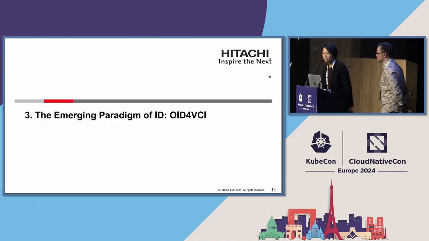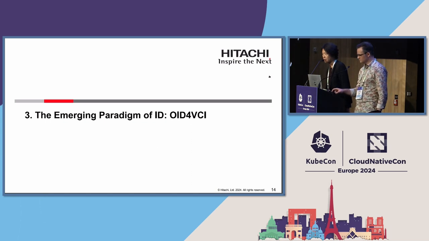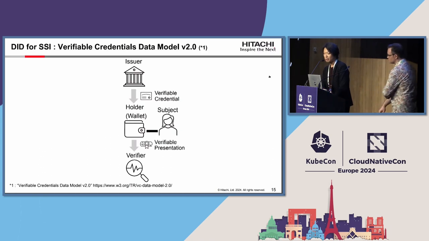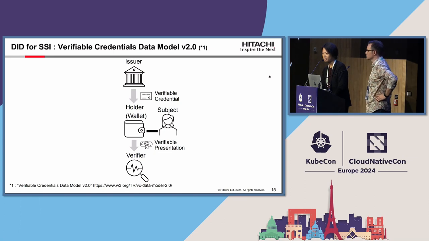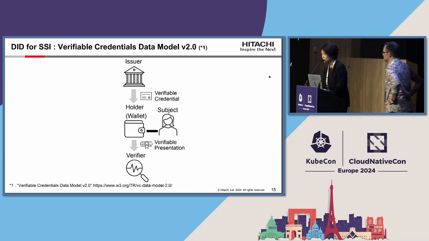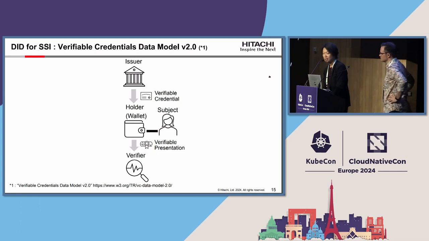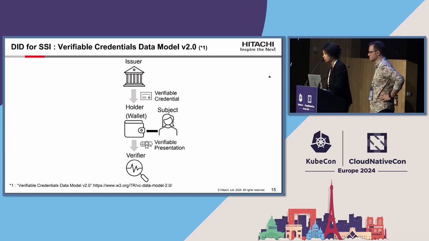Then finally, I'd like to talk about the emerging paradigm of identity management in Keycloak. As you might have heard the concept of self-sovereign identity, called SSI, in SSI, instead of a major identity provider, the subject itself can manage and control their identity information and any kind of their attributes. To realize this SSI, decentralized ID, DID, might be a viable option. To realize this DID, there are several open standards.